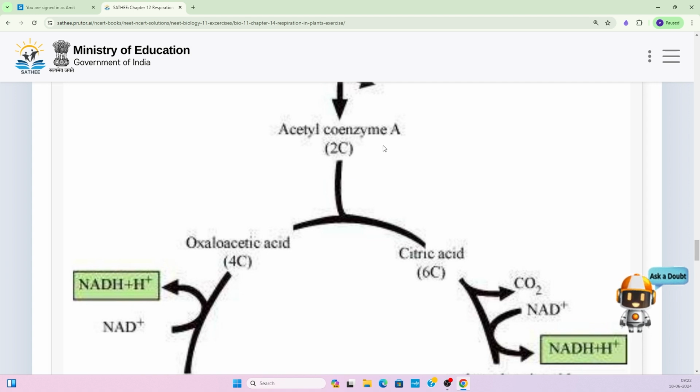Now this acetyl coenzyme A enters the Krebs cycle. From here the Krebs cycle starts. The first compound, oxaloacetic acid, accepts the acetyl coenzyme A and forms citric acid, which is a 6-carbon compound.